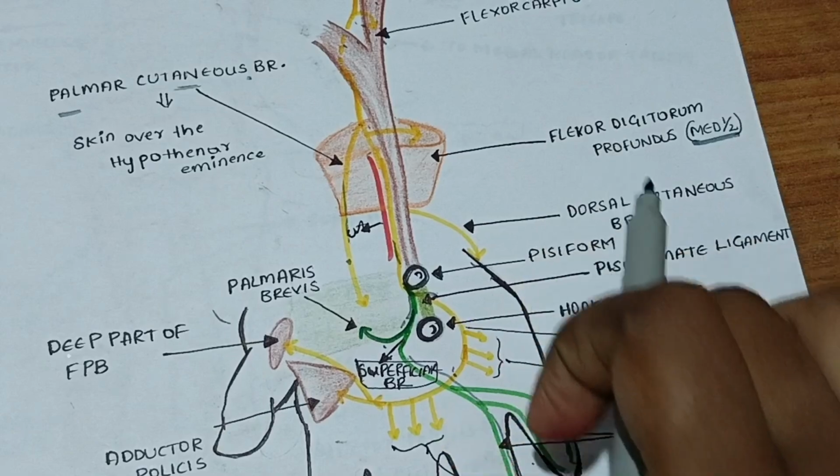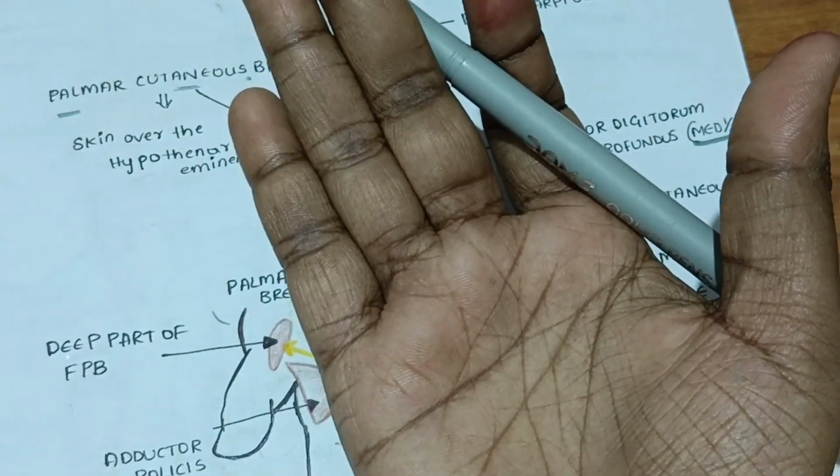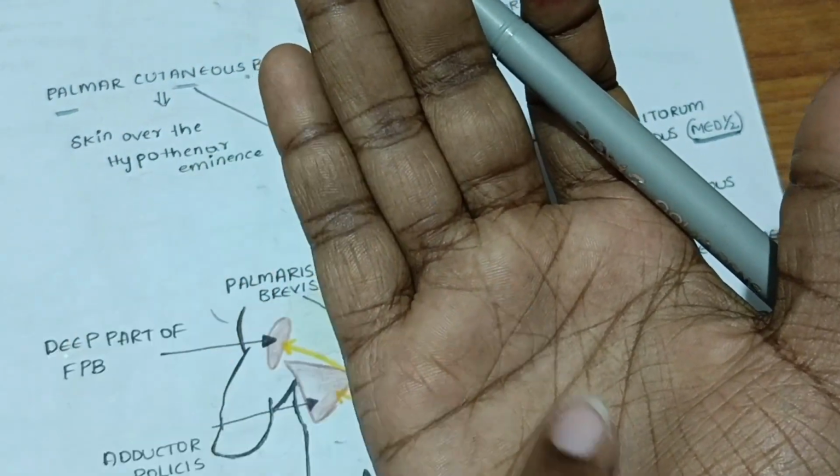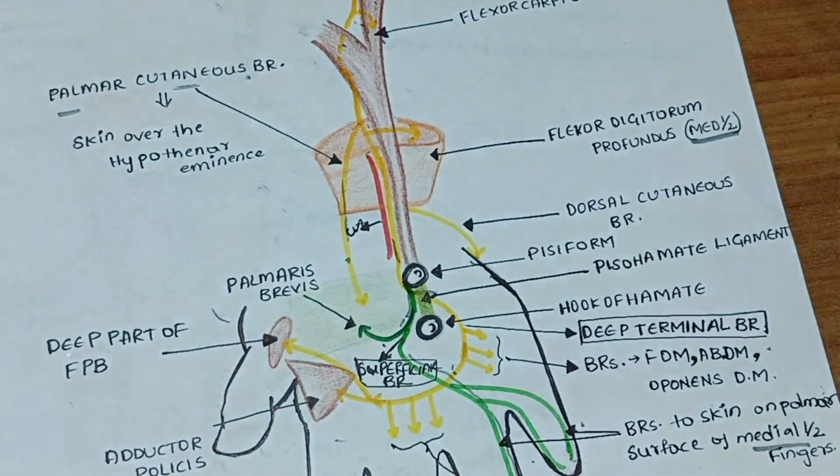Yes, this is the medial part, right? This is the medial part. So it is going to supply the little finger and half of the ring finger. That too, cutaneous part. As I said, it is sensory. So it supplies skin of palmar surface of the medial half of fingers. Now, this is the course of sensory.